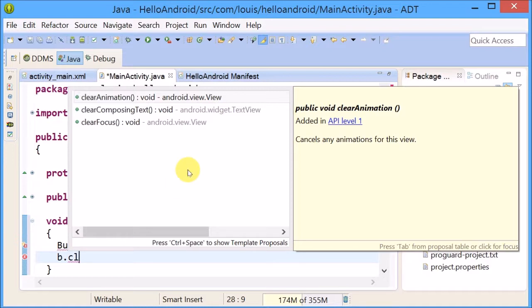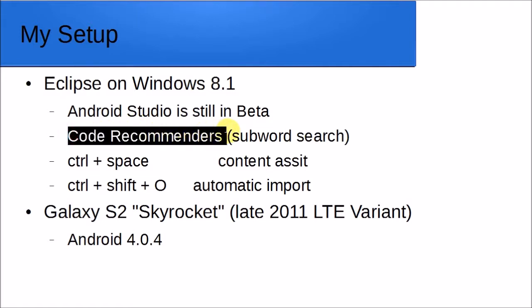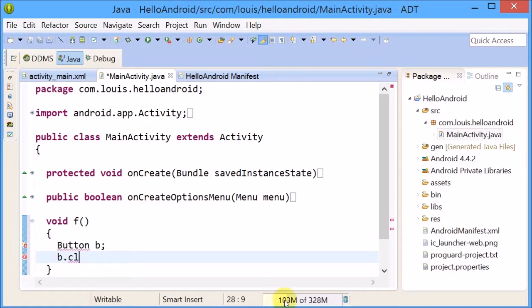So without the subword search, like by default in Eclipse, you have to type in the whole thing from beginning to end. You can't just type in some word or phrase in the middle and then have it come up. So that makes it really hard. That's the default behavior of Eclipse. That's why you can't just use the Eclipse default. You have to install code recommenders or something similar to have this subword search feature to allow you to explore the API. Without it, it's no use.